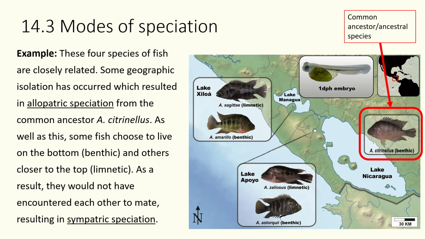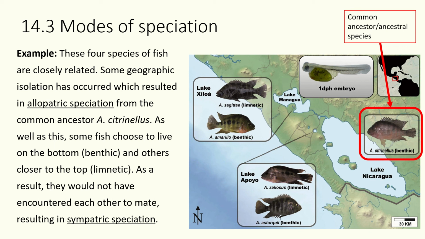So we've had some geographic isolation, say, between Lake Apoyo and the other lakes. As well as that, some fish of this genus have chosen to live on the bottom, so they're benthic living fish, and that's where they feed, and others have chosen to live within the water column or close to the top, being limnetic. As a result of these different behaviors, if you're hanging out on the top, you're not going to reach the bottoms, and so tops and bottoms aren't going to interact in this case.